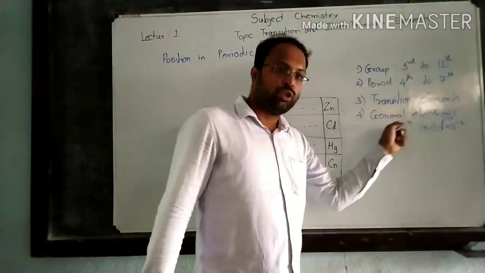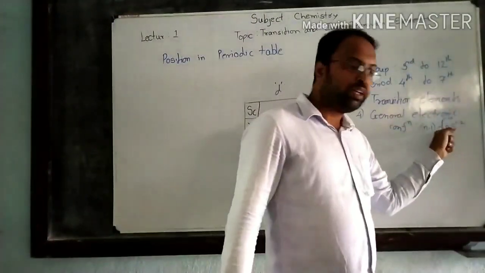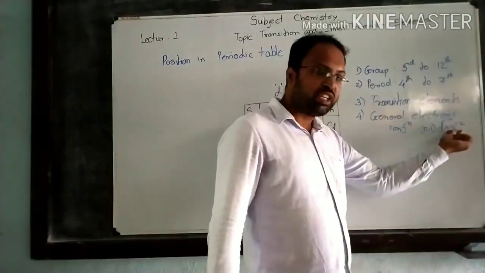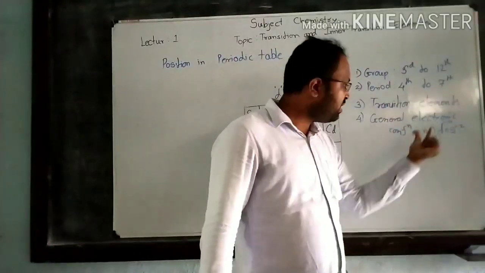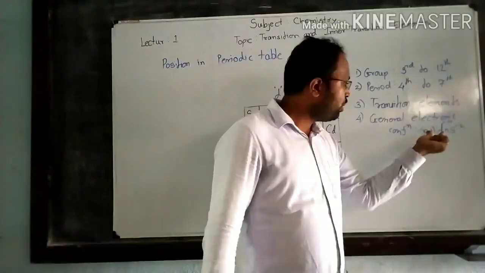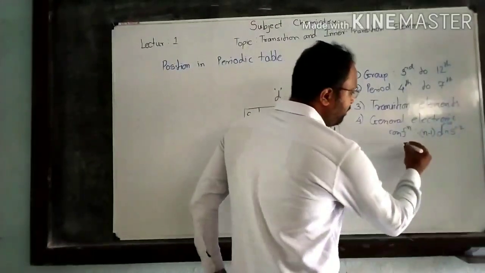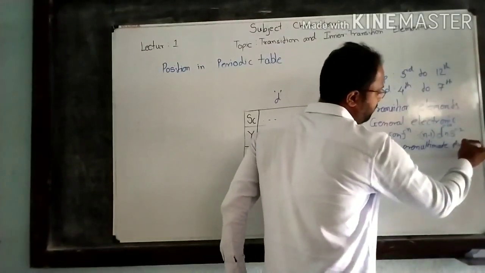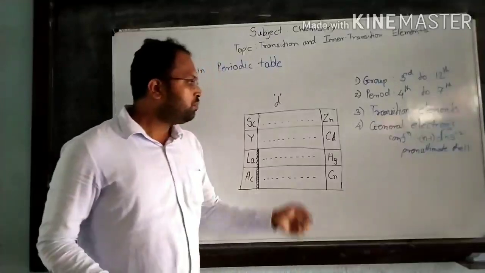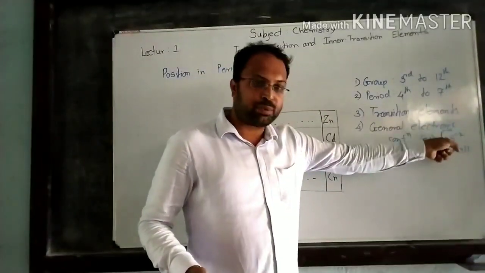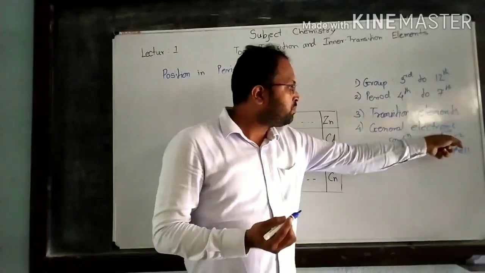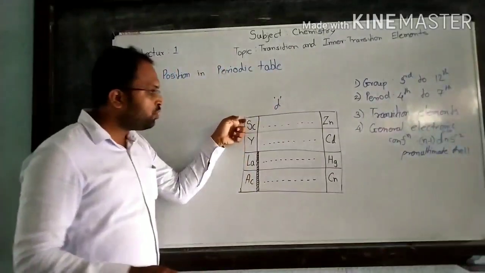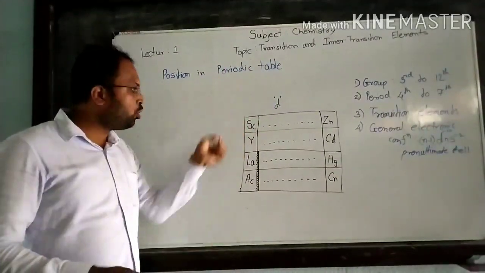The general electronic configuration is (n-1)d 1 to 10 and ns 1 to 2, which means the last shell is ns and the previous shell is (n-1)d. So n-1 means it is the penultimate shell. The last electron enters the d subshell, which is the inner shell, while the s subshell is completely filled. Now we focus on the electronic configuration of each series.